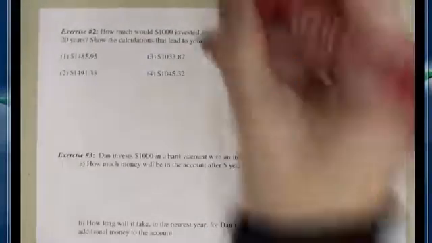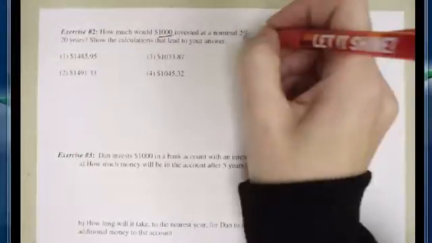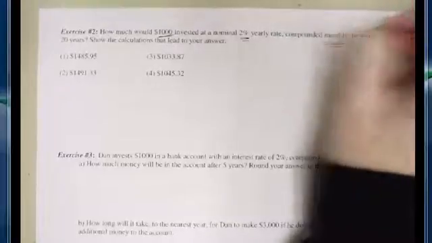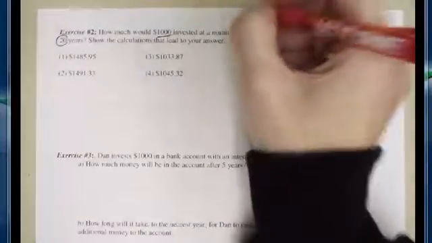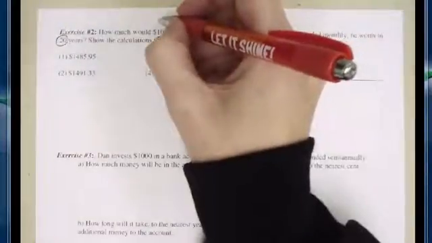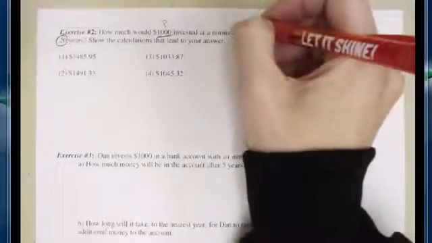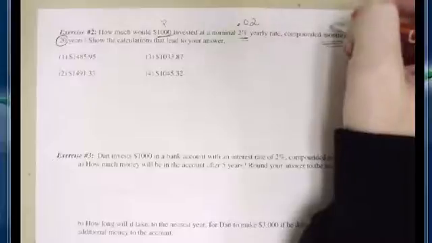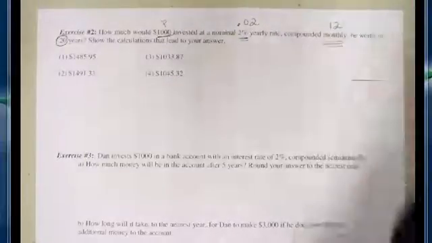Okay, top 1, multiple choice, always nice. We're going to invest $1,000, 2% interest, compounded monthly. How much is that going to be worth in 20 years? So first, this is my P. This is my original amount. Change your decimal to 0.02, moving it over 2 places. Monthly means 12. And our time is 20.